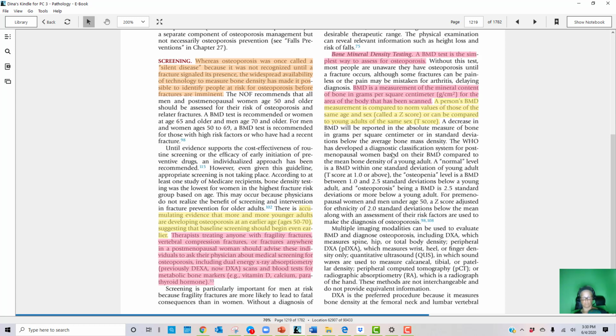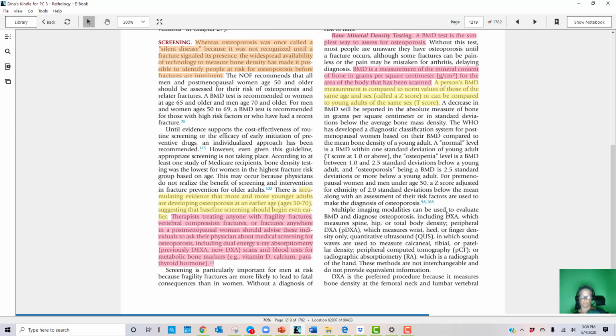Multiple imaging modalities can be used to evaluate BMD and diagnose osteoporosis, including DXA, which measures spine, hip, or total body density; peripheral DXA, pDXA, which measures wrist, heel, or finger density only; quantitative ultrasound, QUS, in which sound waves are used to measure calcaneal, tibial, or patellar density; peripheral computed tomography, pQCT; or radiographic absorptiometry, RA, which is a radiograph of the hand. These methods are not interchangeable and do not provide equivalent information.